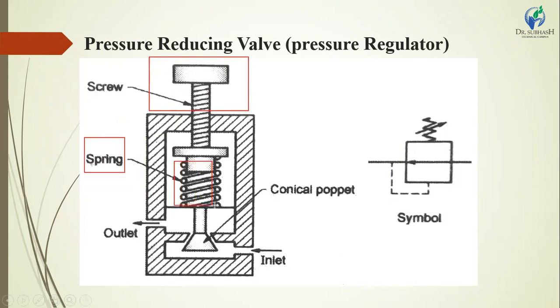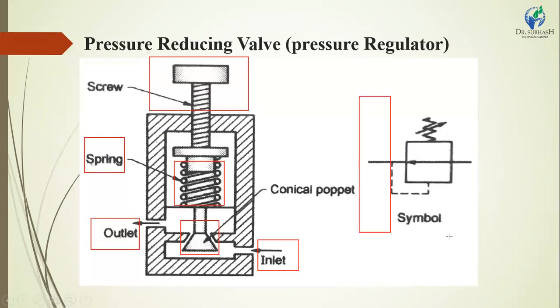spring. Here, inside, one spring is attached to provide the return force. This portion is the outlet portion, this portion is the inlet portion, and here is the conical poppet for adjusting the pressure of the hydraulic line, and here is the symbol of the pressure reducing valve.